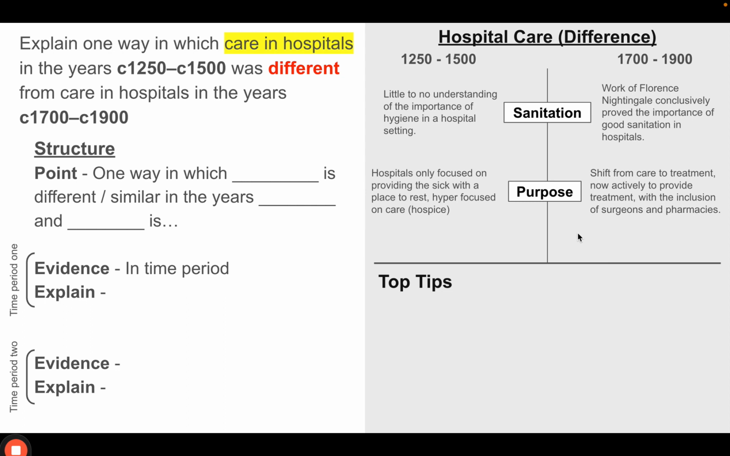So to conclude for this video, make sure you pick the right point, provide evidence from one time period and evidence from the other time period, and do yourself a favor and highlight the question so it is easier to understand. These examiners are horrible, and they will needlessly complicate a question which is basically asking why care in hospital was different, or how it was different between 1250 to 1500 and 1700 to 1900s. Do not get bogged down in the question, highlight it, understand it, and move on.